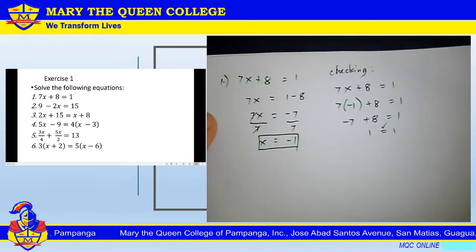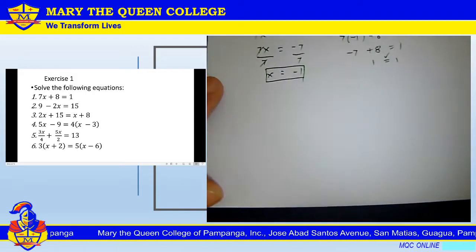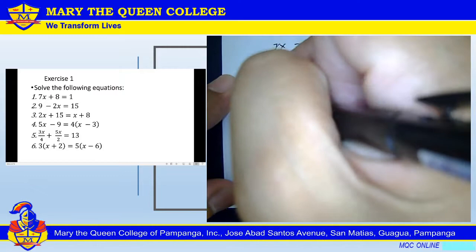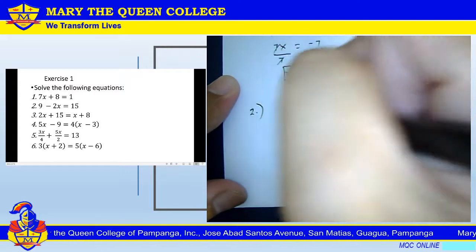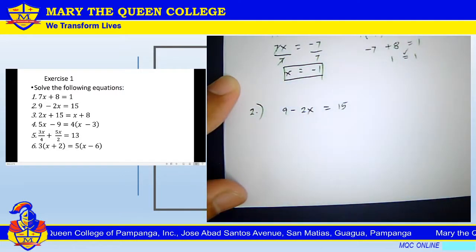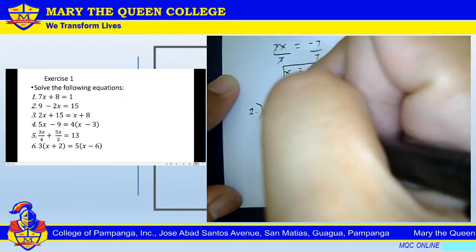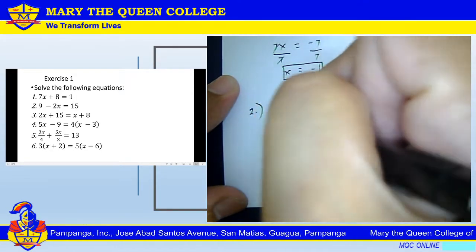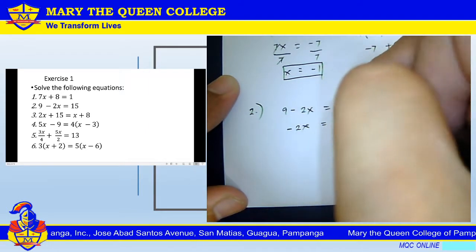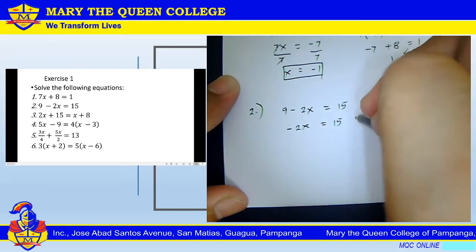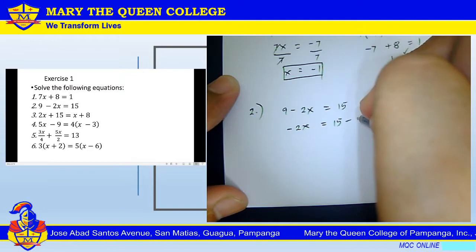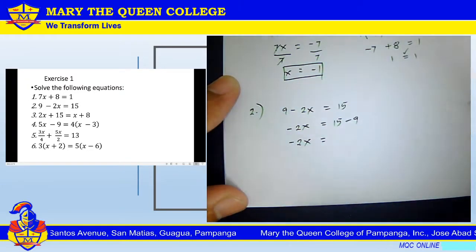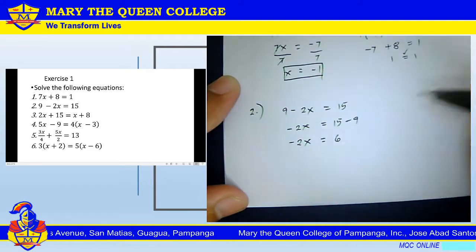Okay. So proceeding with our second example, for number 2. Okay, so we have 9 minus 2x is equals to 15. Okay? So, retaining negative 2x, that is equals to 15. Transpose 9 to the right side, that would be negative 9. So we have negative 2x is equals to 15 minus 9, that would be positive 6.